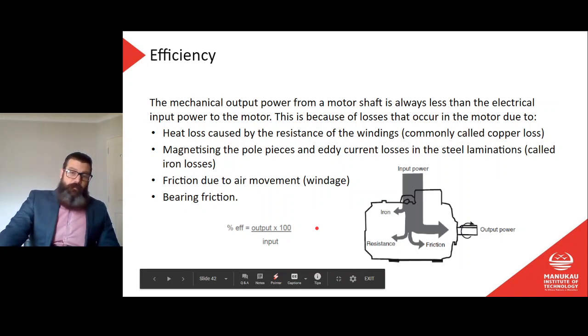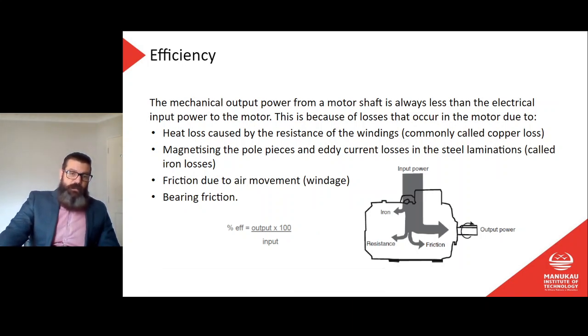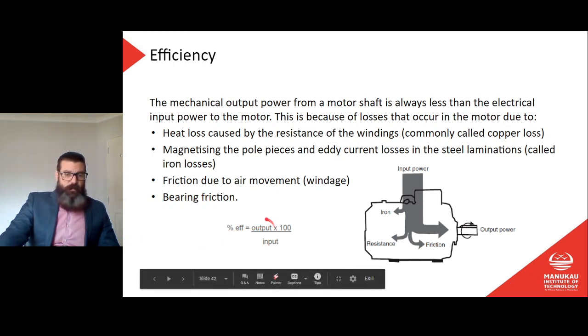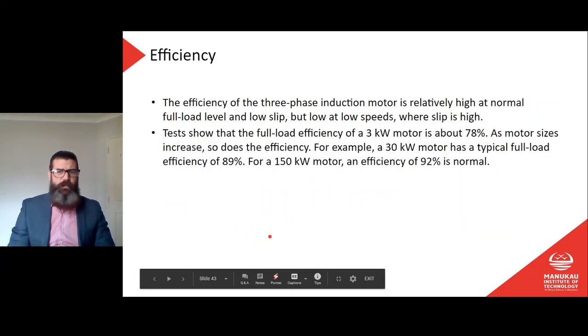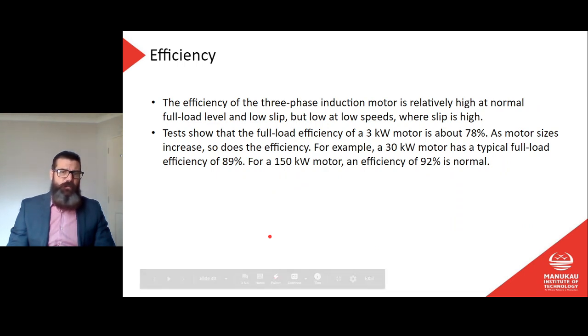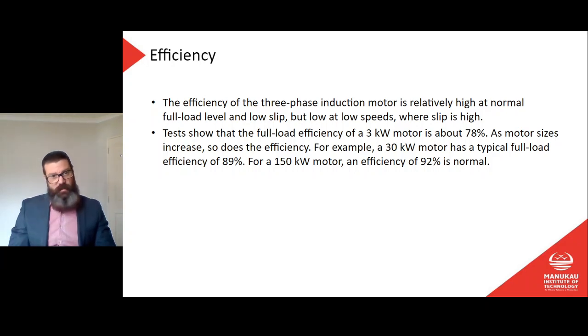Therefore, our motor cannot be 100% efficient, and we work out our efficiency by going output times 100 divided by input. That's the formula there, and that will give us the percentage of efficiency. The efficiency of a three-phase induction motor is relatively high at normal full load level and low slip, but low at low speeds where slip is high.